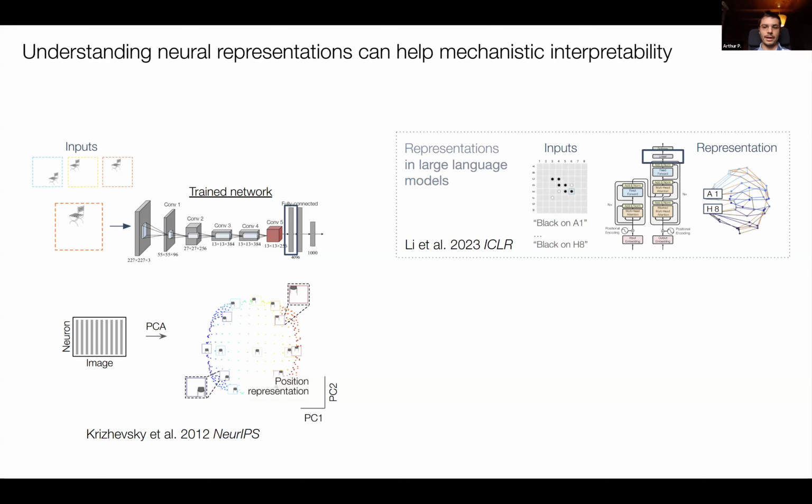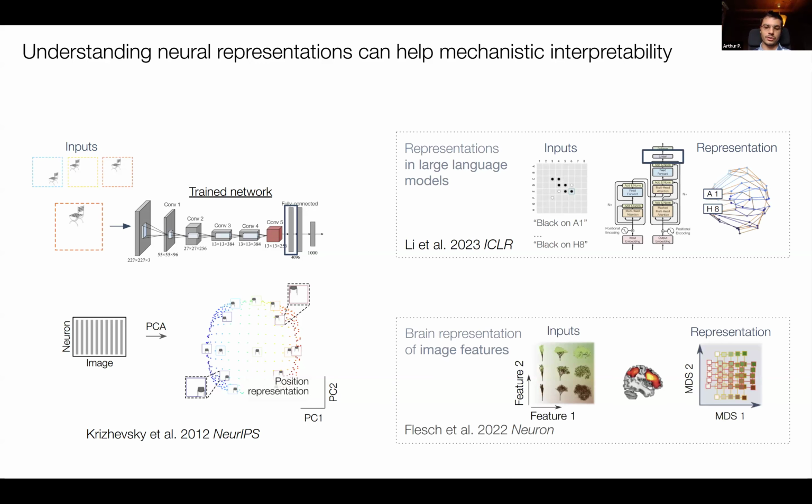So people have applied this view to language models, so applying the same tools to LLMs. And also, I'm interested in neuroscience, so applying the same tools to biological neurons, so the activation of biological neurons when a subject looks at images that have different features and how the brain reacts to those.